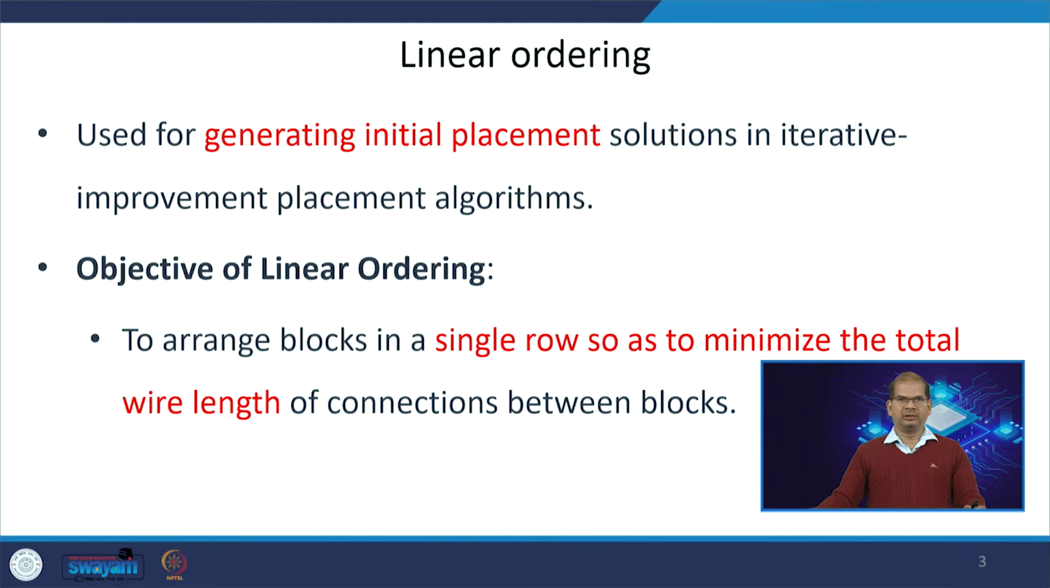The linear ordering algorithm is employed for generating the initial placement. It is used in iterative improvement of placement algorithms. The objective of the linear ordering algorithm is to place the blocks in a single row in such a way that we can minimize the total wire length between the connecting blocks.